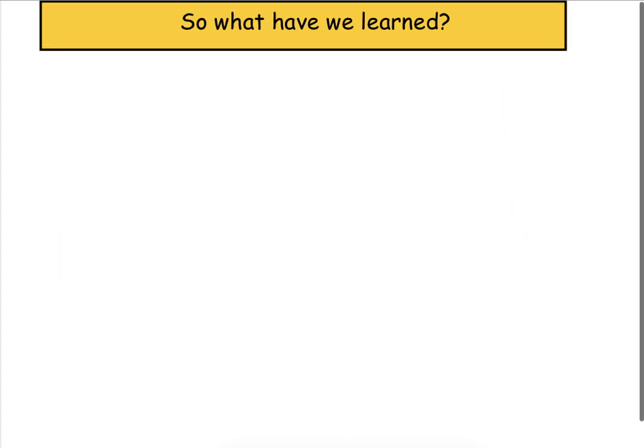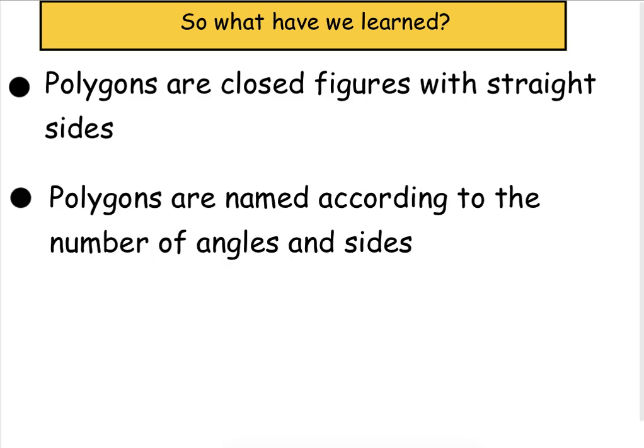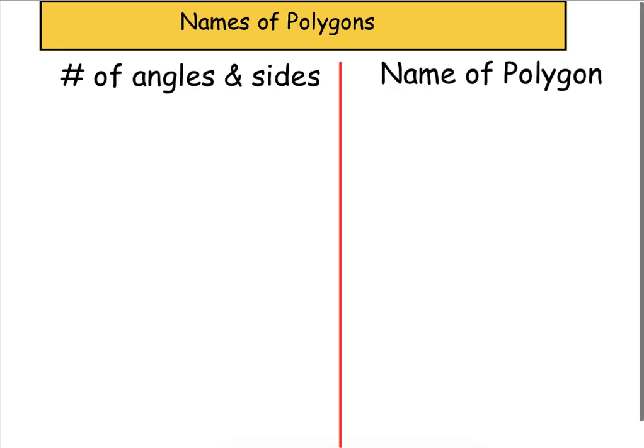Now, what have we learned today? We have learned that polygons are closed figures with straight sides. We've also learned that polygons are named according to the number of angles and sides. There are a ton of other polygons that I haven't showed you that go beyond a 10-sided polygon, but we are just going to focus for today on these polygons. The names of the polygons that we learned are based off of the number of angles and their sides.